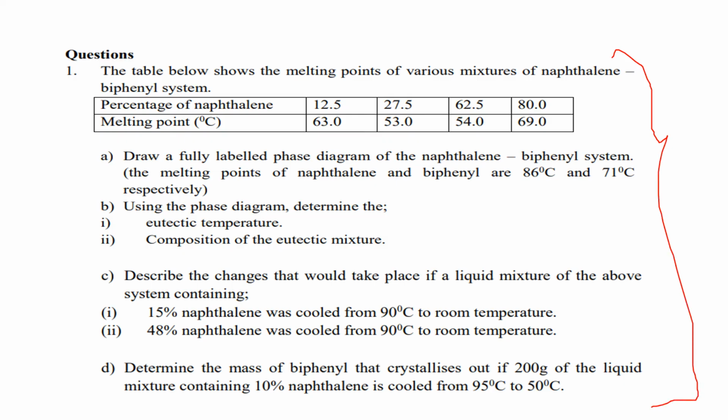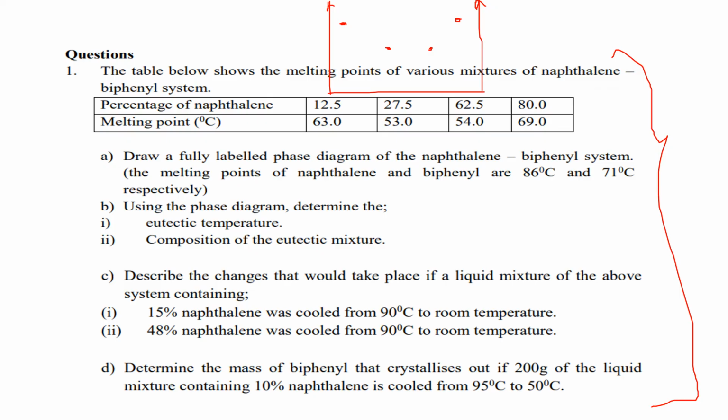Now you are going to be required to plot this curve. You're going to plot it against percentage, and your x-axis is going to be percentage of naphthalene, your y-axis is going to be the melting point or freezing point. But you are given melting point, so your y-axis is going to be in terms of melting point, and you're going to be prompted to draw this phase diagram. I'm sure you are going to get a V-shaped curve, which will look like that.